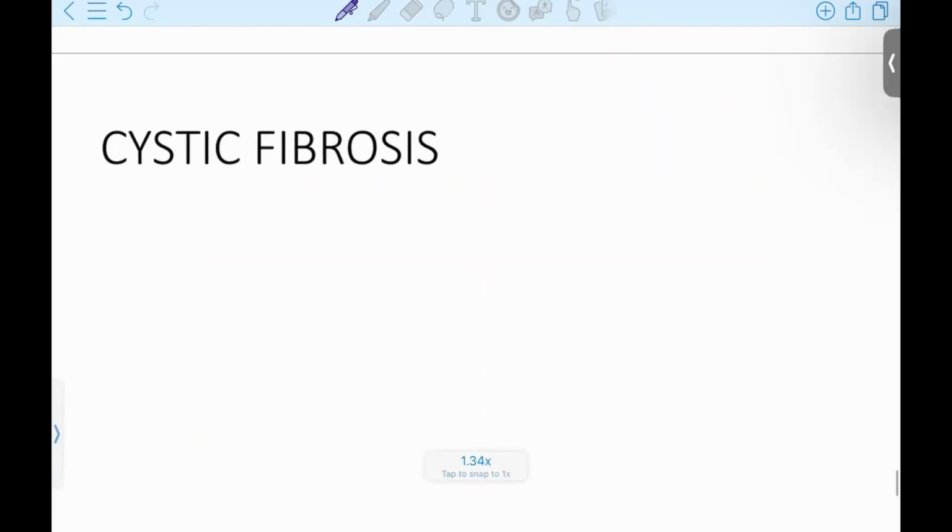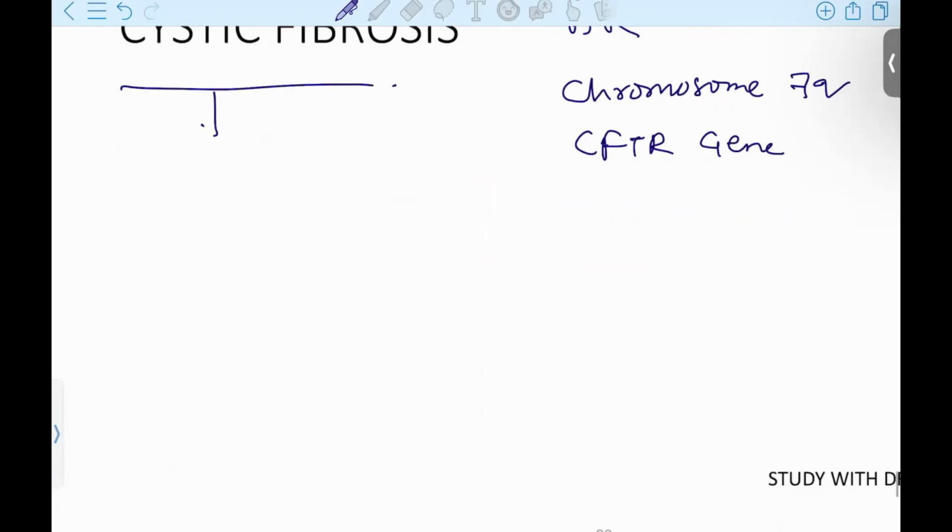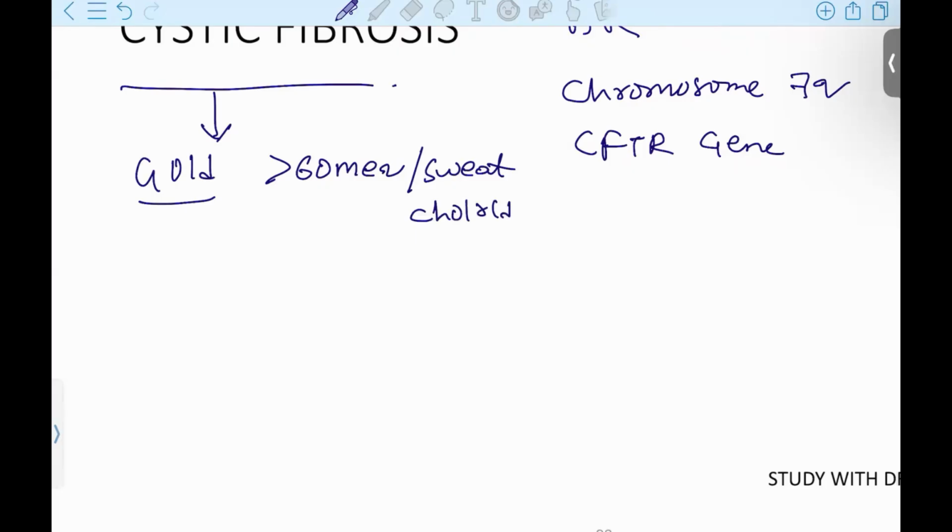Next one is cystic fibrosis. Cystic fibrosis is an autosomal recessive condition, involving chromosome 7q. Okay, it involves chromosome 7q. The CFTR gene is involved in this patient. And the gold standard test for this patient is the sweat chloride test, more than 60 milliequivalents. At least two tests should be positive for the diagnosis of cystic fibrosis.